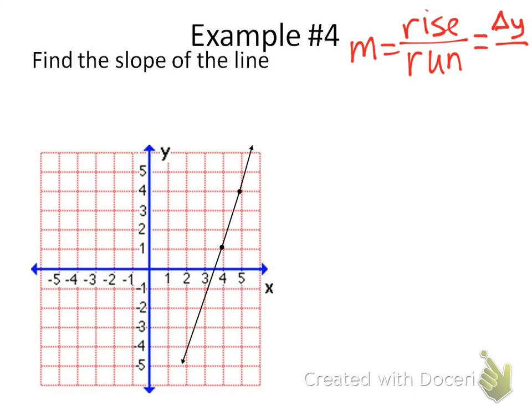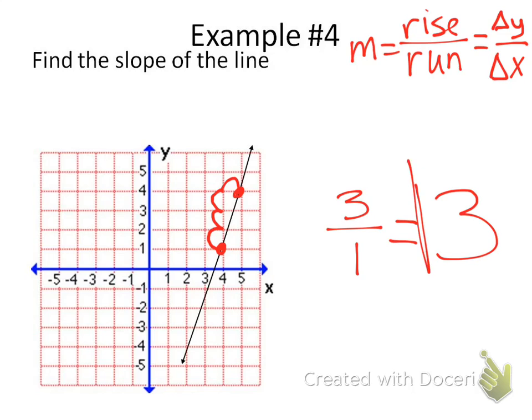So I'll just remind you that's delta y, delta x, or change in y over change in x. So start at one of the points they gave you. And then count the rise. How many do you go up to get to the next point? 3. How many do you run? 1. What's 3 over 1? 3. So the slope here is 3. What are your questions?